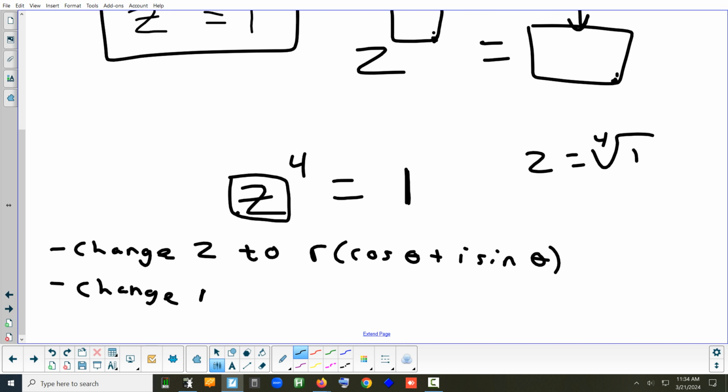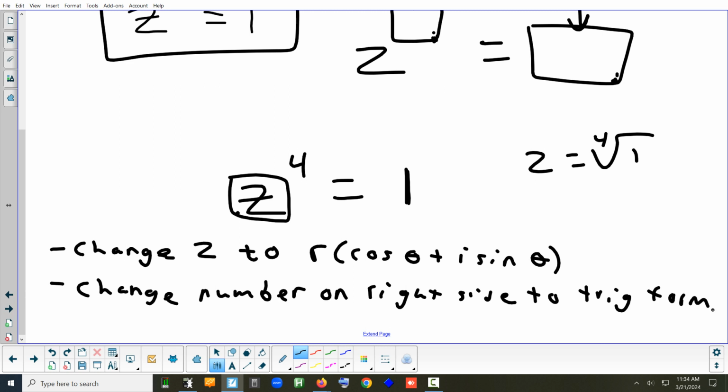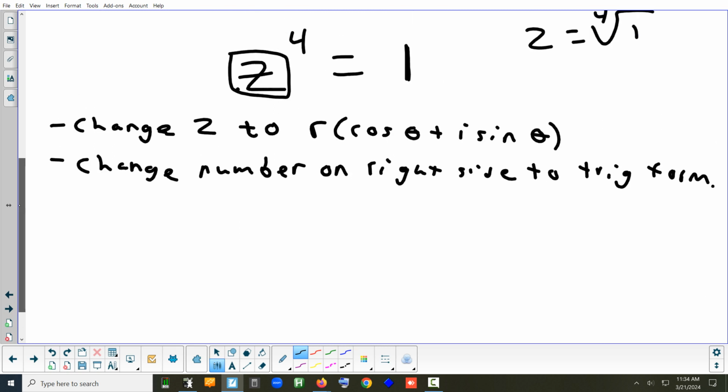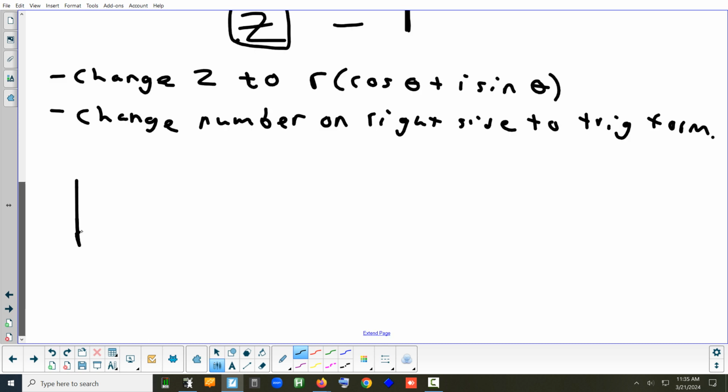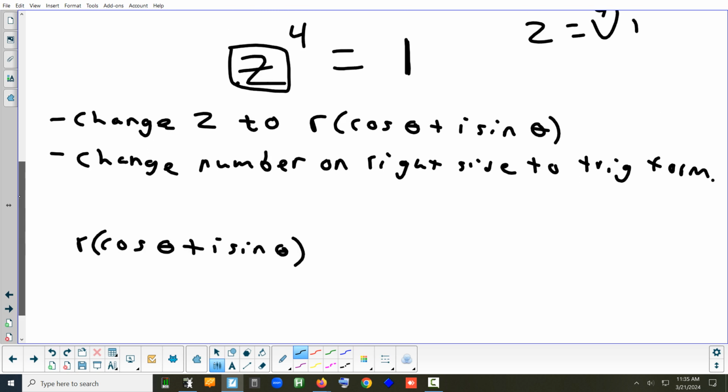So change the number on the right side to trig form. Okay, so let's do those two steps. Change z to r cosine theta plus i sine theta. So r cosine theta plus i sine theta, and it's still raised to what power? Yeah, the 4 stays right where it is.